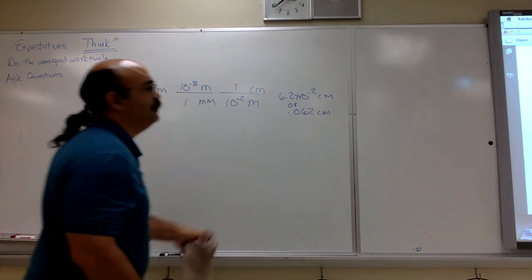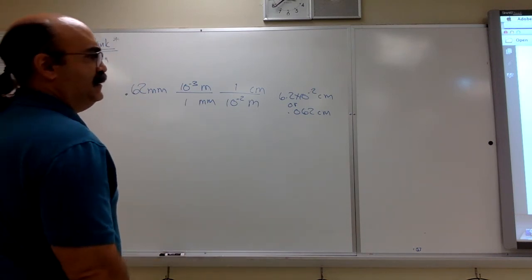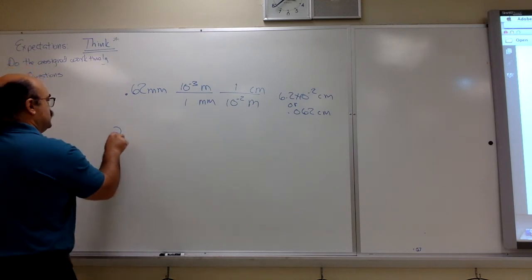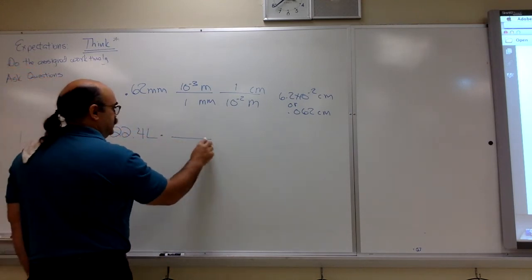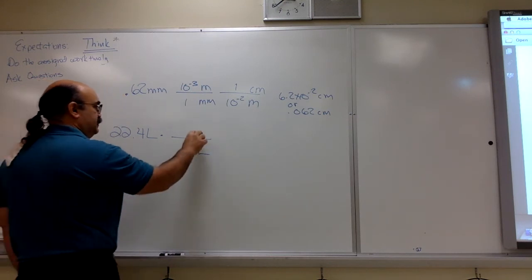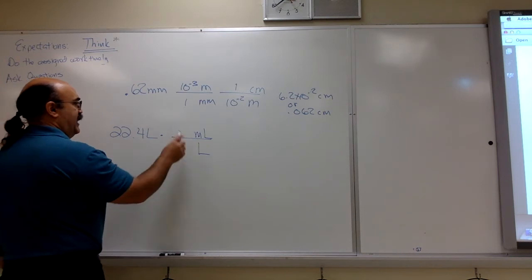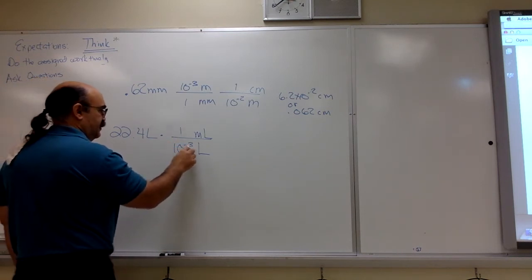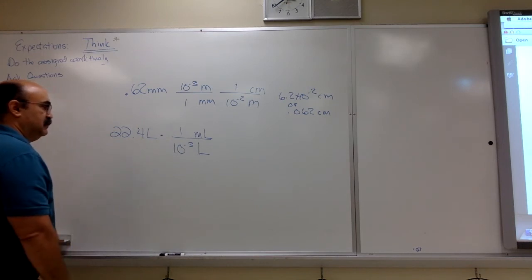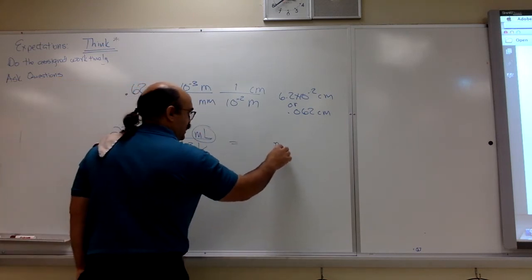Then we had milliliters in 22.4 liters. So we start 22.4 liters times the fact. Well, liters I want to cancel. Milliliters goes on top. One step. I have the fact for 1 milliliter, there are 10 to the negative third liters. My units are correct. I'm at milliliters. Great, that's what I wanted.